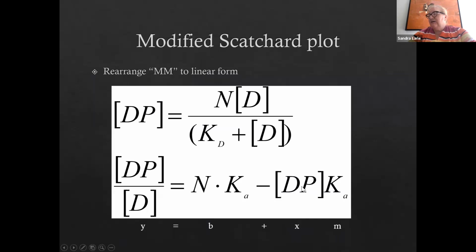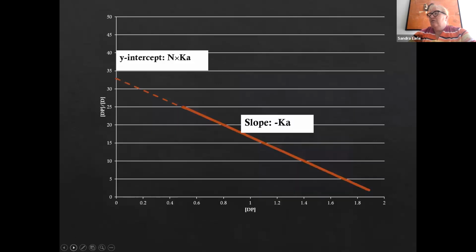So our X is going to be the bound concentration. Our Y is going to be bound concentration divided by free concentration. And our Y-intercept is the product of our number of binding sites times our affinity, Ka, and the slope of the line will be Ka. So we're going to put that in that form, put all our X, Y components and plot those, and the slope of that line will be negative Ka. So the Ka is not going to be negative, but the slope will be negative.